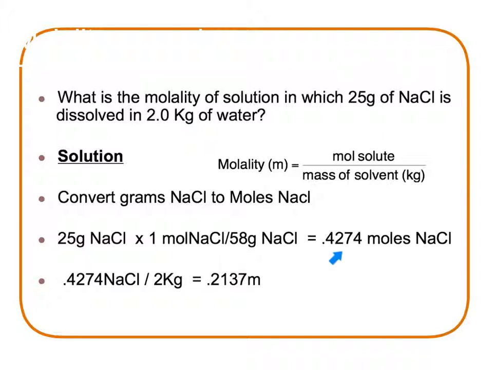We get 0.4274 moles of sodium chloride. Now we can plug that into this equation. 0.4274 moles of sodium chloride divided by 2 kilograms of water, and we have an answer of 0.2137.